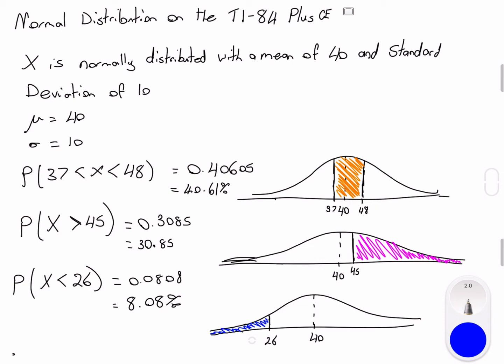So that's really it for how to do these on a calculator. It's not overly difficult. You just have to make sure that you're in the right mode. That is using normal CDF, not normal PDF, because it's continuous versus discrete.